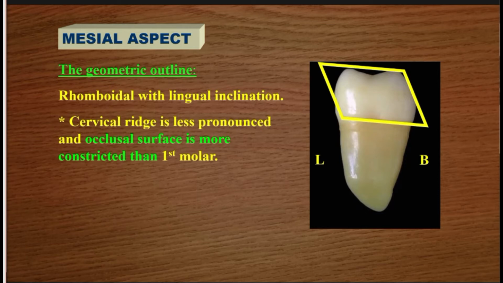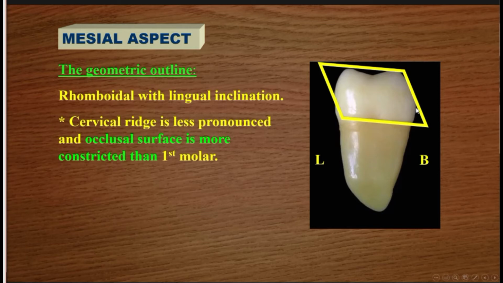This one is the cervical ridge on the mesial side. Mesial side is not cervical ridge. This should become on the mesial side. It is less pronounced and the occlusal surface is more constricted than the first molar. Cervical ridge from the mesial side, you can see it from here. On the mesial side, on the buccal side, you will see the cervical ridge.